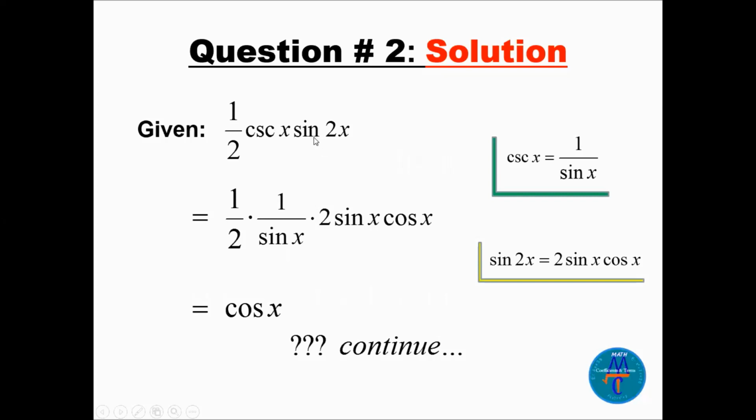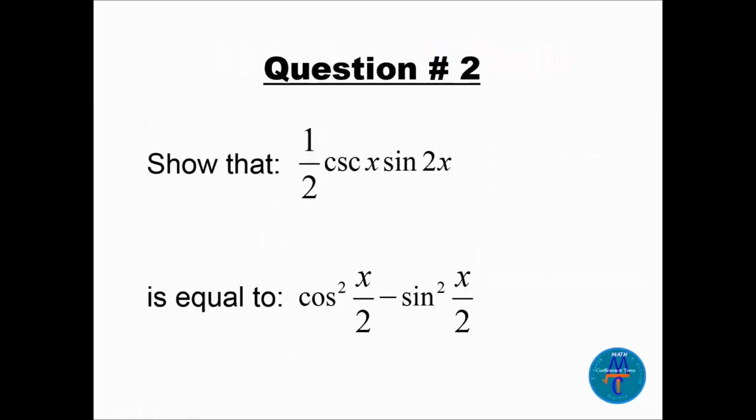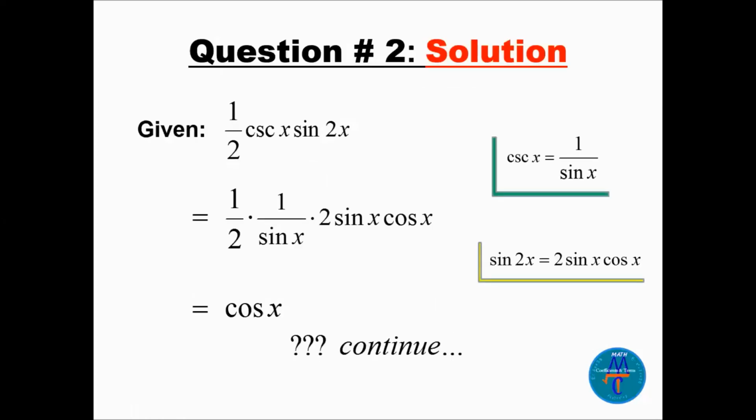How can we reach this? So this whole expression is equal to cosine of x. How can we reach this question here? How can we reach cosine squared x over 2 minus sine squared x over 2? Maybe a little difficult. I will show you on the next slide. You can pause and think if you like.